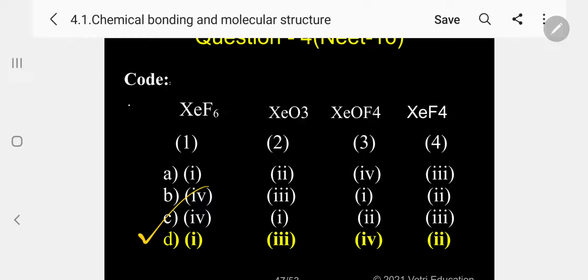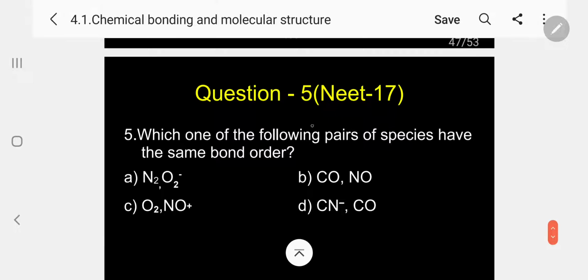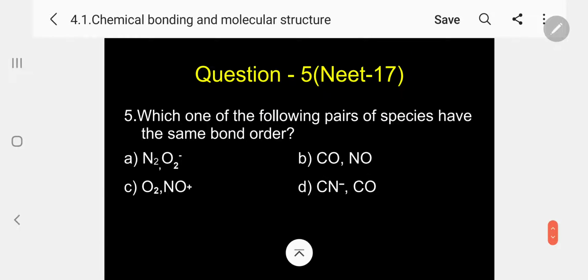Now we go for the answer. The correct option is D. Please follow. D is the correct answer. So XeF6 resembles 1, XeO3 resembles 3. If you compare, you can easily understand the correct answer. Next, question number 5. This is the most important, you must know. Which one of the following pairs of species have the same bond order? The question was asked in NEET 2017.